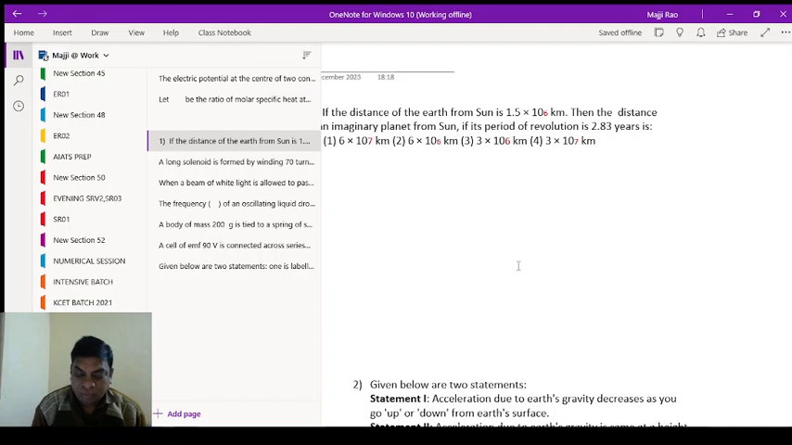Today I have picked around 4 questions from gravitation and rotational dynamics. These questions were asked in the second shift or the afternoon shift of 24th January 2023 JEE Mains exam. So let us start discussing one by one.